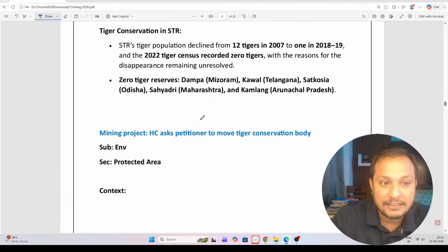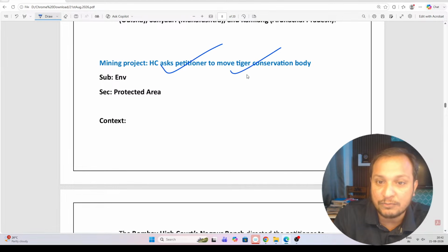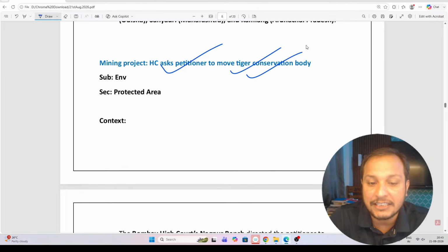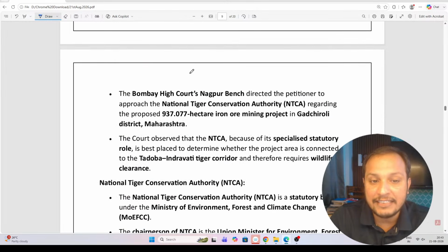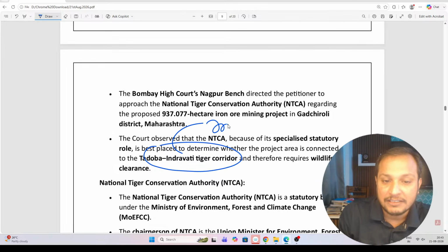Next topic, you can see here: Mining project, High Court asked petitioners to move the tiger conservation body. Guys, there is an iron mining project going on in Gadchiroli district. This will have an impact on the Tadoba Indravati Tiger Reserve.